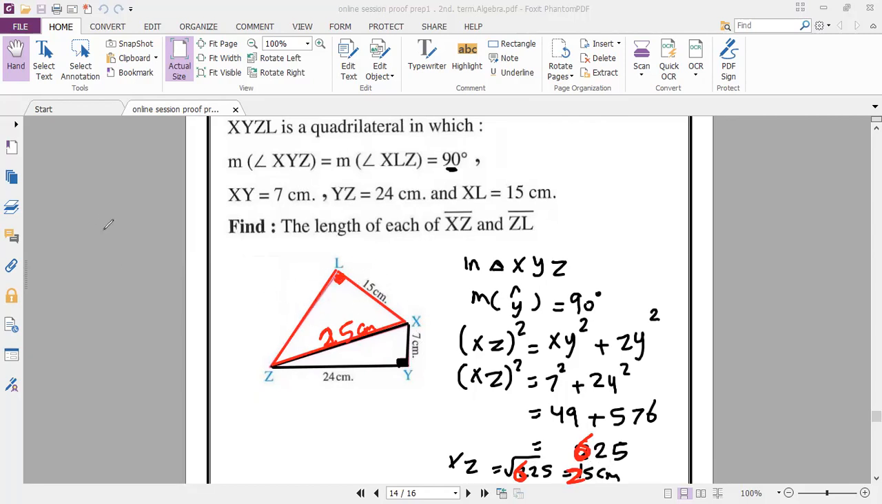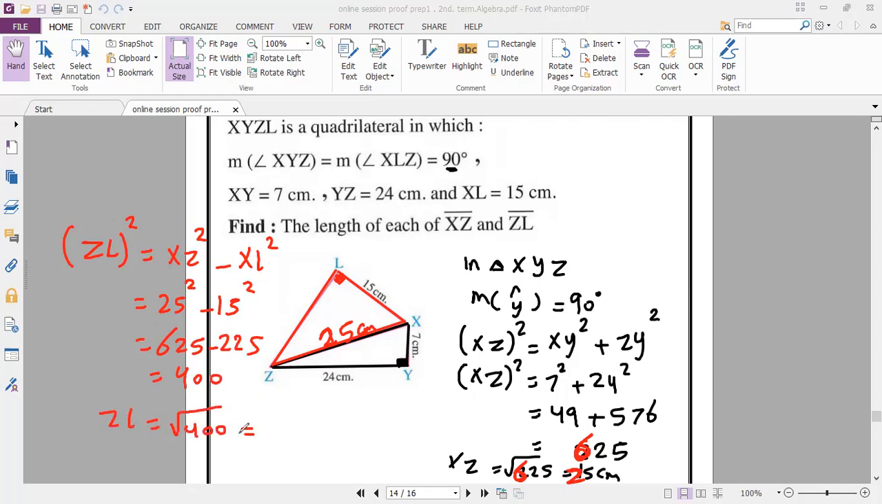How can we find ZL? ZL is not the hypotenuse, so we are going to subtract. ZL to the power of 2 is going to be XZ to the power of 2 minus XL to the power of 2. XZ is 25 to the power of 2 minus 15 to the power of 2. 625 minus 225 equals 400. So ZL equals the square root of 400 equals 20 centimeters.